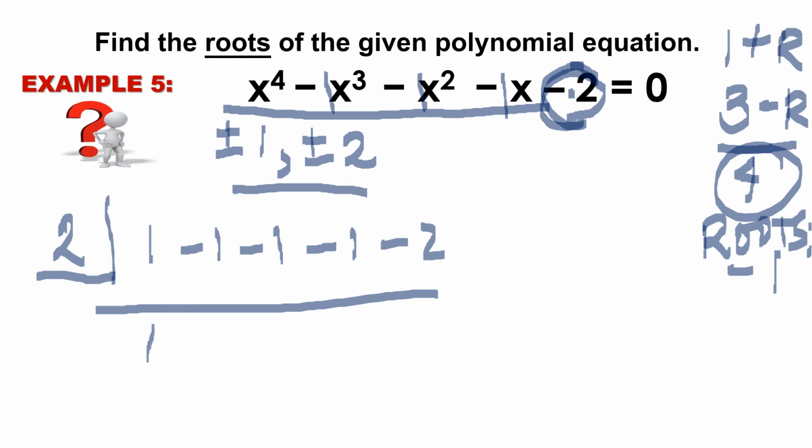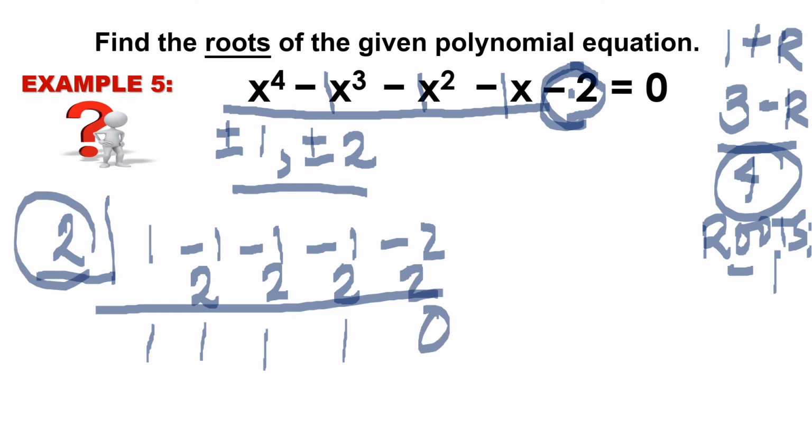So let's see if positive 2 is a root. Bring down 1. 1 times 2 is 2. Negative 1 plus 2 is 1. 1 times 2 is 2. Negative 1 plus 2 is 1. 1 times 2 is 2. Negative 1 plus 2 is 1. 1 times 2 is 2. So yes, it's a root.